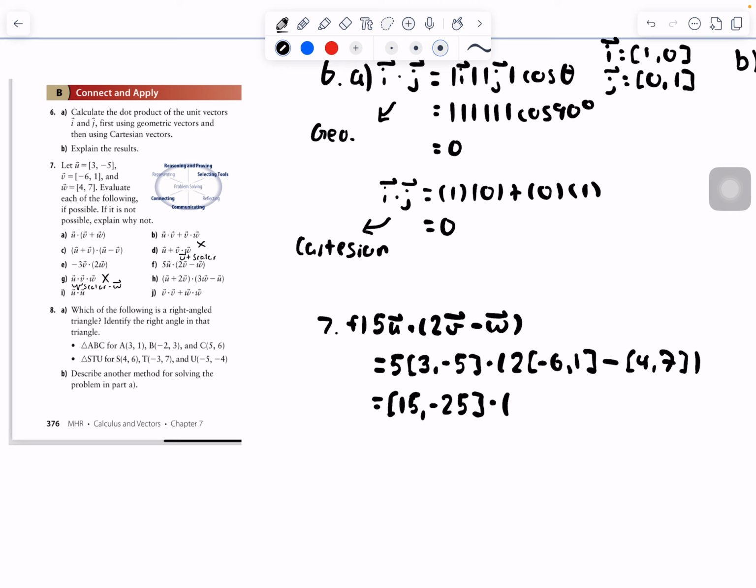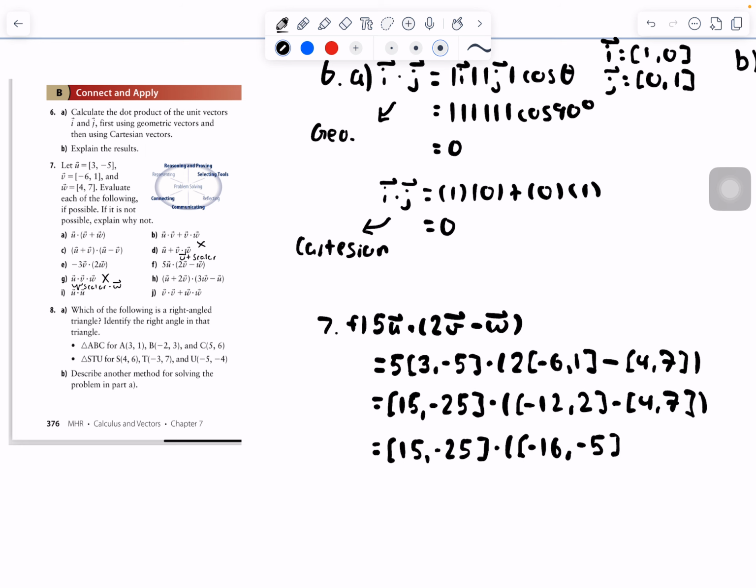We can do the scalar multiplication on the inside as well. That would be negative 12, 2 minus 4, 7. So then we can leave this vector on the outside here and then complete this vector subtraction inside the brackets. Negative 12 minus 4 is negative 16, and then 2 minus 7 is negative 5. But yeah, it's just a component-wise subtraction.